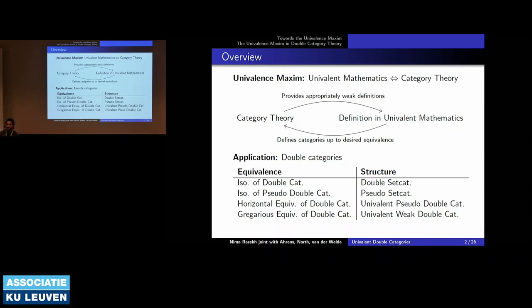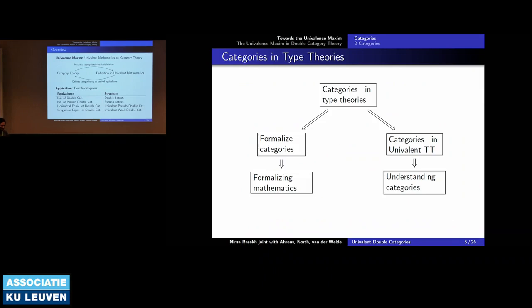And so why double categories? Because they're trivial enough that there are actual concrete examples out there in the world, but they're non-trivial enough so that when you actually study this, it's still interesting. And just to repeat this message, formalizing categories is really cool, and I encourage you to do it. We also do it as part of this project. But for this talk, I really want to focus on how the univalent perspective can be useful to understand categories.